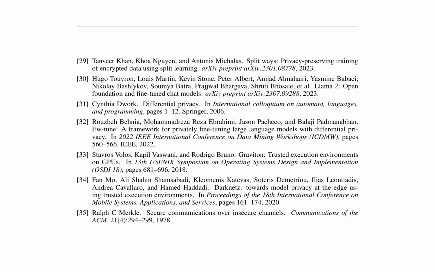The authors also draw on the foundational work of Ralph C. Merkle on secure communications over insecure channels [35]. Their approach involves using split learning to enable the training of encrypted data while maintaining data privacy through a combination of techniques, including differential privacy and TEEs. This provides a more secure and private alternative to traditional machine learning methods, which often rely on sharing sensitive data.